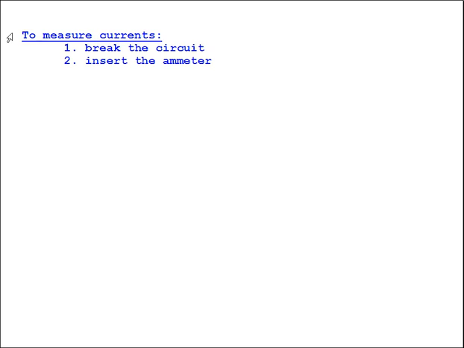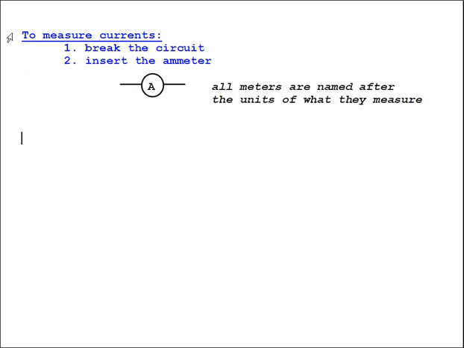If you want to measure current, you have to make sure you protect the ammeter. You don't want to hurt it. You have to make sure that you first disconnect the circuit where you want to measure the current. You create a break, and then you insert that ammeter in series.